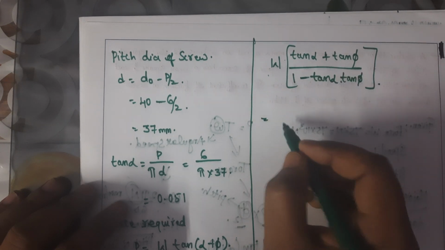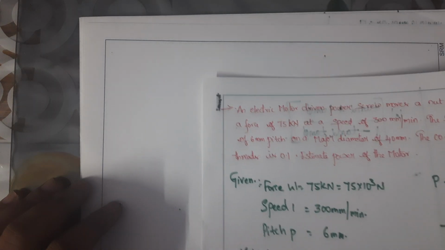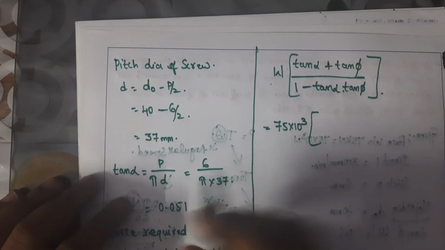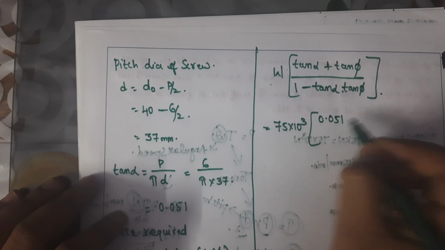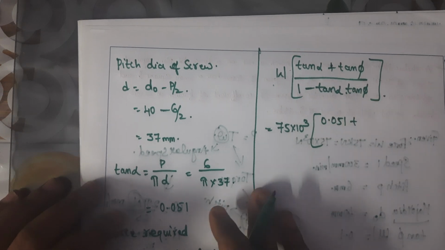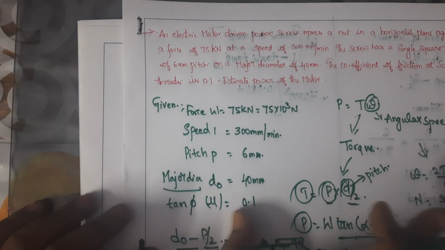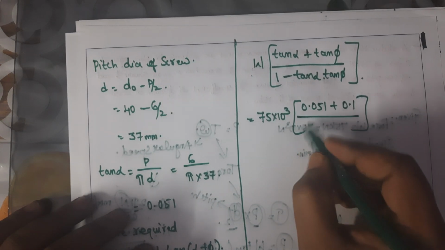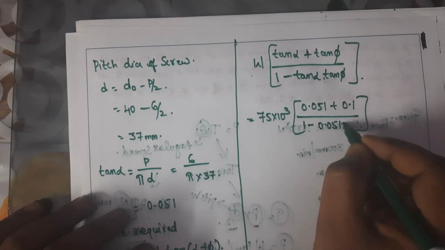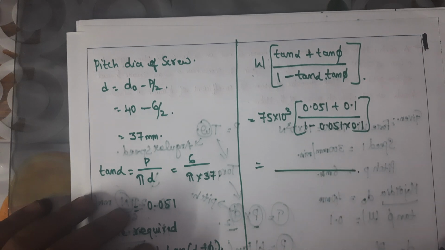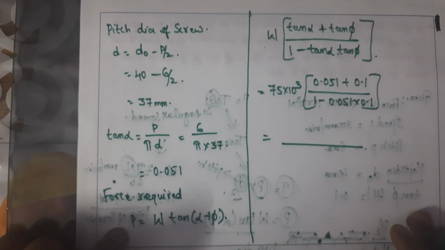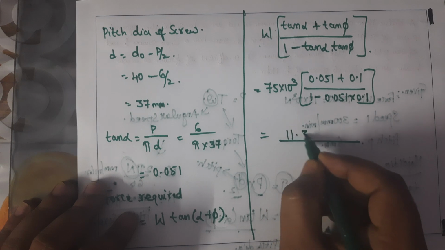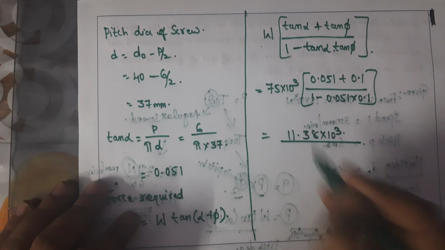If you substitute, the load is given as 75 kilonewtons, that is 75 into 10 to the power of 3, and tan alpha we have got as 0.051, plus the tan phi value that we already know, that is mu equal to tan of the friction angle, 0.1, by 1 minus 0.051 into 0.1. So we can get the answer of P, that is the force required. I have got an answer of 11.38 into 10 to the power of 3.